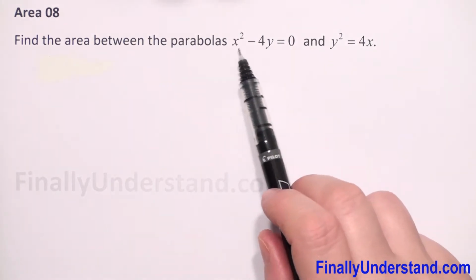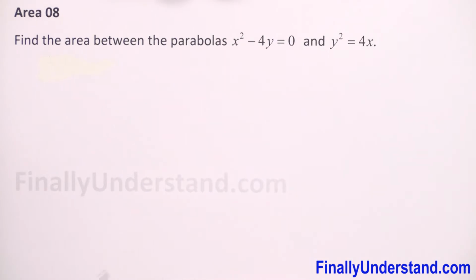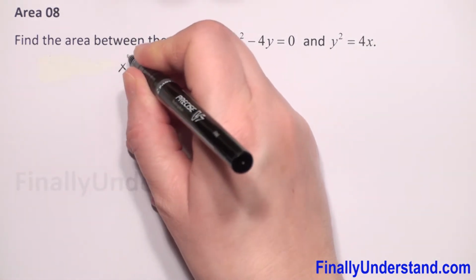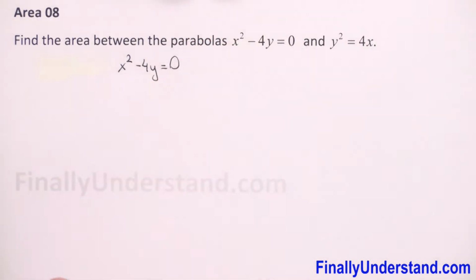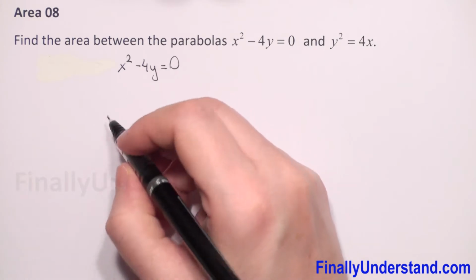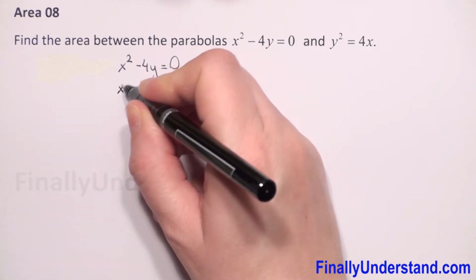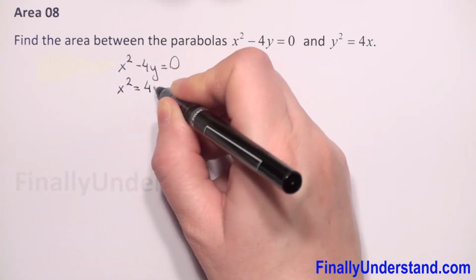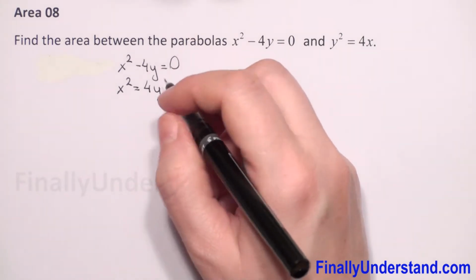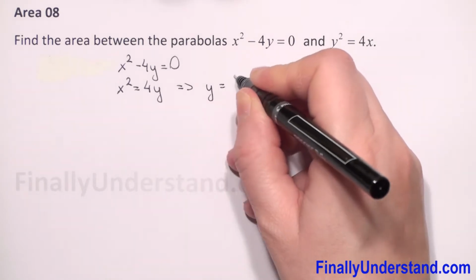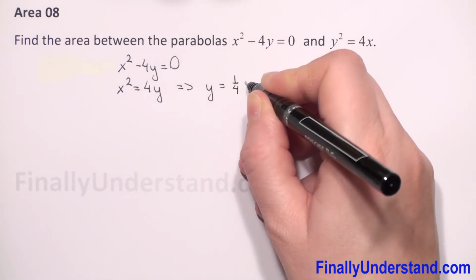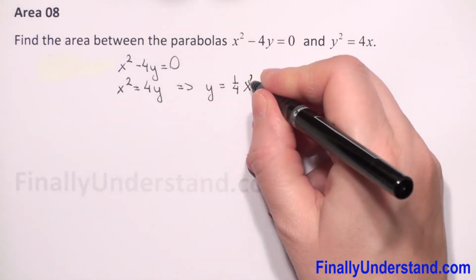So let me calculate y from the first equation. Let me copy this. We have x squared minus 4y equals 0. So I will move negative 4y to the right side. So we have x squared equals 4y. Next I will divide both sides by 4. So we have that y is equal to 1 over 4 x squared.